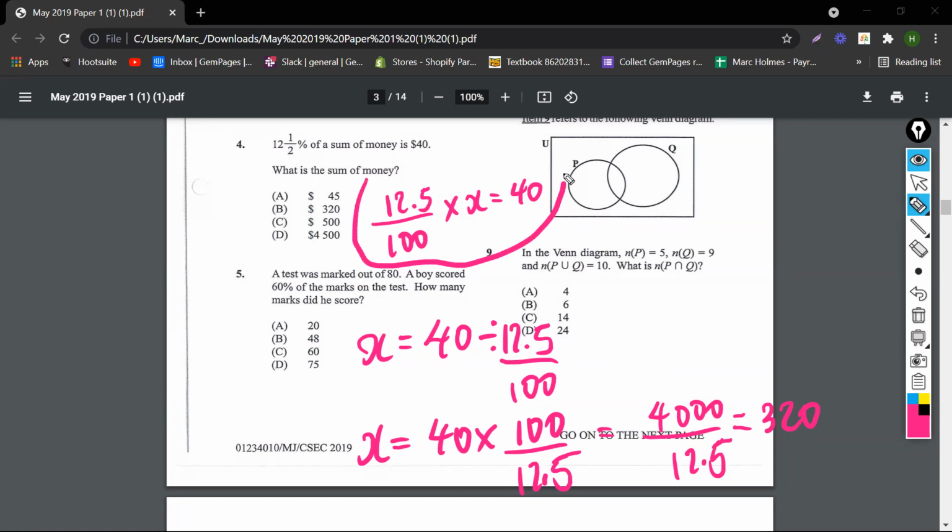So this is the setup, guys. 12.5% of a sum of money, we'll call the sum of money X, is equal to 40. So let's put 12.5 over 100 multiplied by, I'm going to guess that is 320. And should that be equal to 40, right? Let's work it out. So this 0 will cancel that 0.